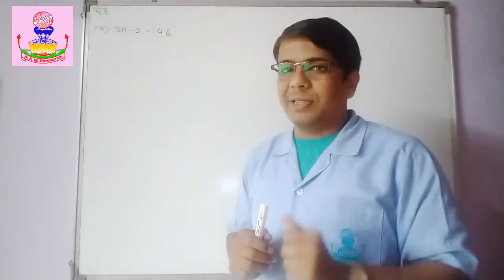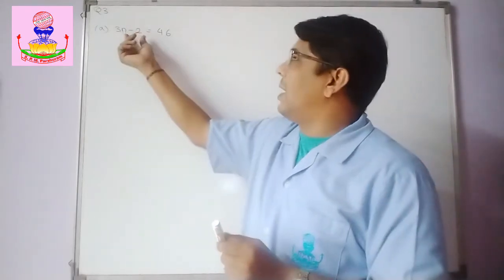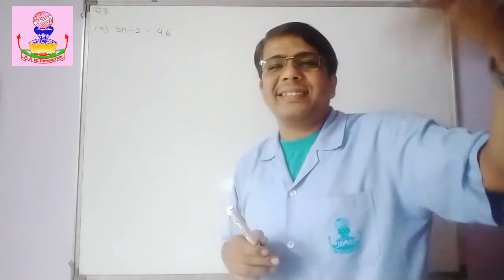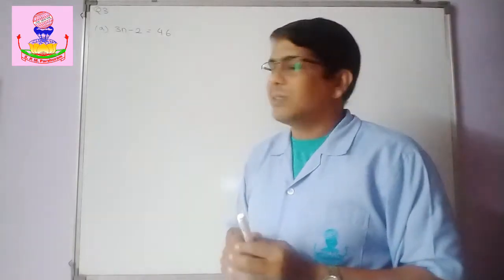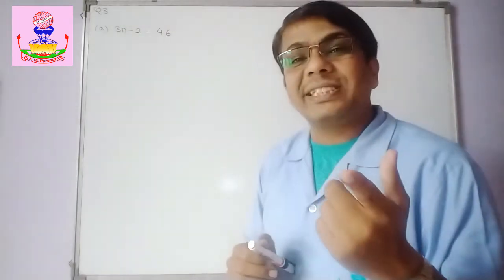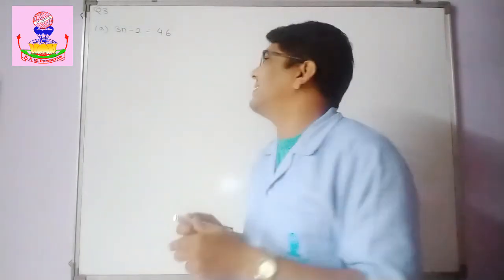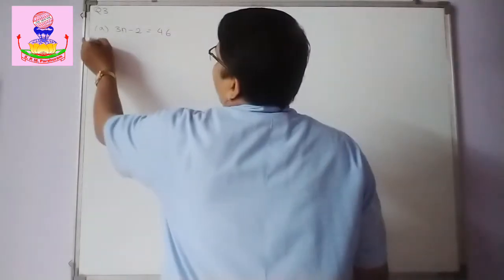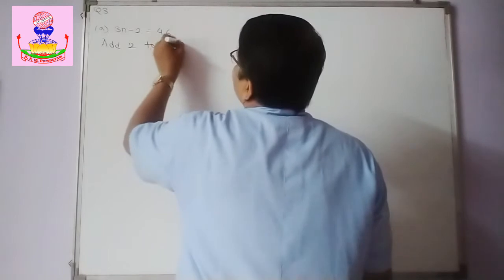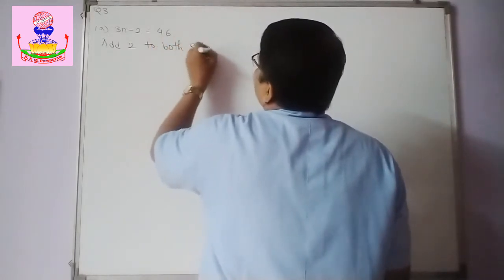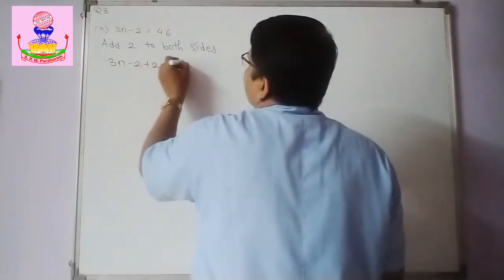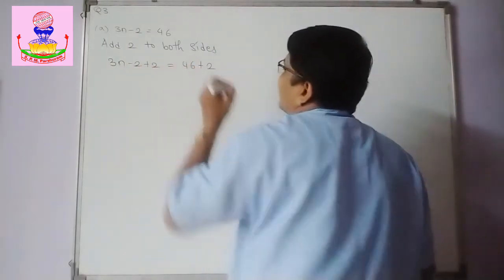Okay, so let us see. First I will send away your distant relative. I will ask him to go. Here it is minus 2. The opposite of subtraction is, yes, addition. So what will you do? Add 2 to both sides. So 3n minus 2 plus 2 is equal to 46 plus 2.